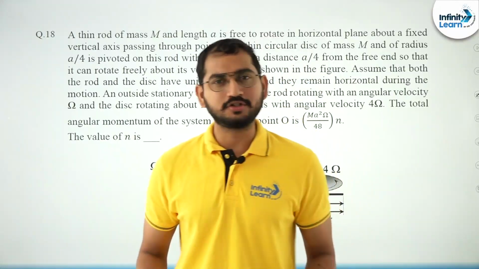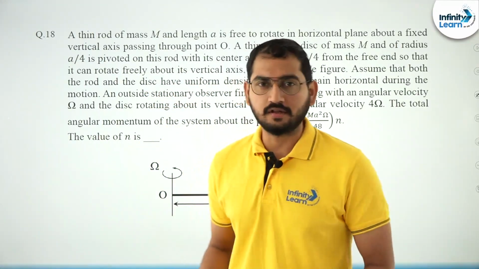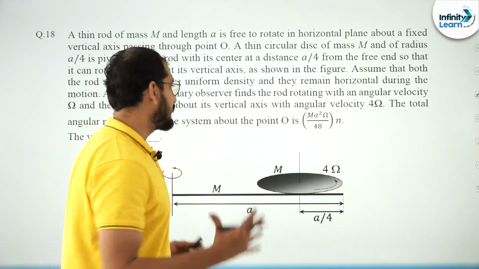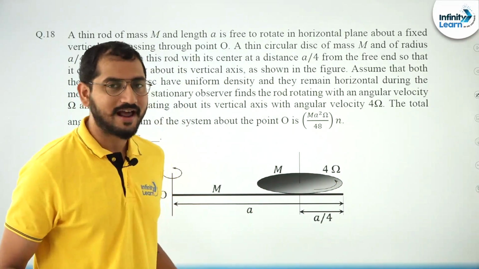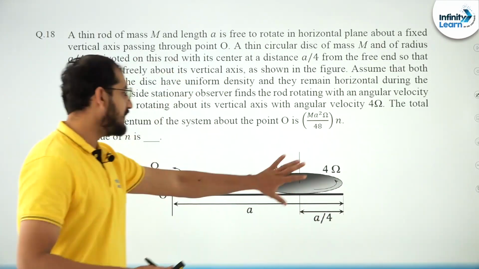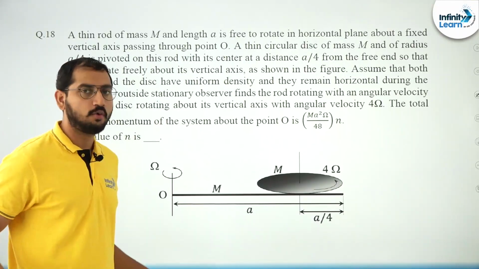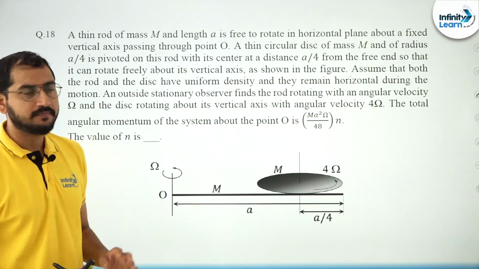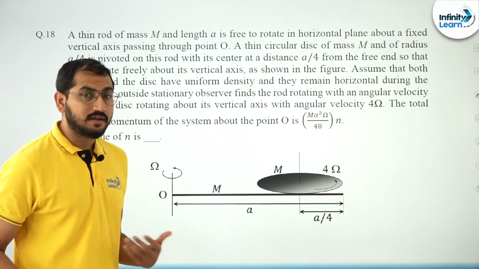Moving on to our next question, students. This is a question again from the chapter rotational dynamics in this paper 1. A structure is given to us, and finally we have to calculate the angular momentum of this entire structure about this point O. So what are the data points which are given in the question?